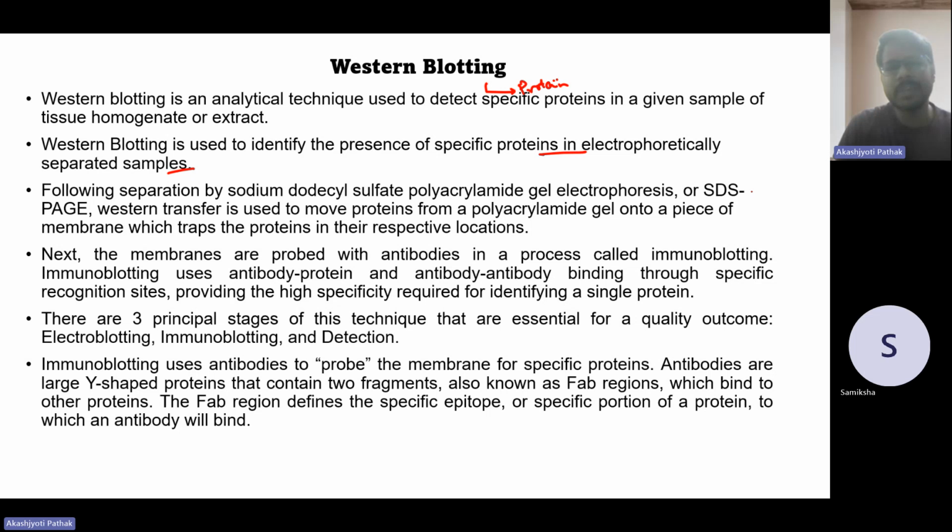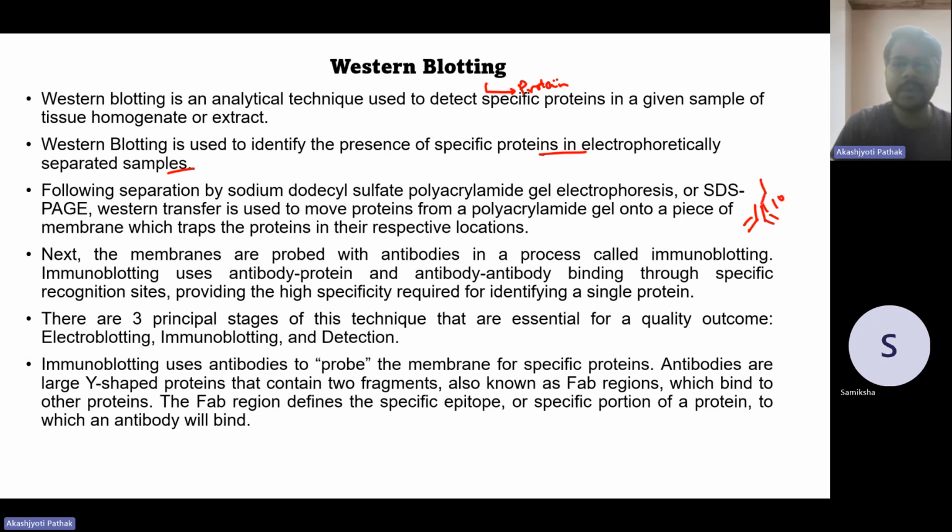So what is the probe in case of Western blotting? It is an antibody. Okay, because the antibody will identify a particular epitope on your protein, you will hybridize it with an antibody probe. And this is your primary antibody.